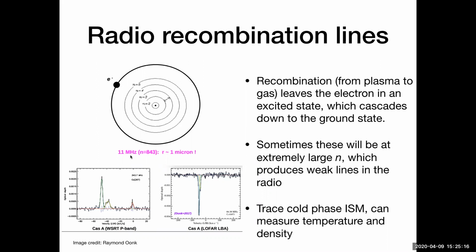And so you get these populations of atoms in these states, and you can see their lines in the radio. Under some conditions, you can even get absorption lines from these states. And so there's been some interesting work done recently tracing cold phase ISM by looking at these really extreme atomic states produced through recombination. So I thought that was a cool little thing I'd like to highlight. Any questions on any of that?